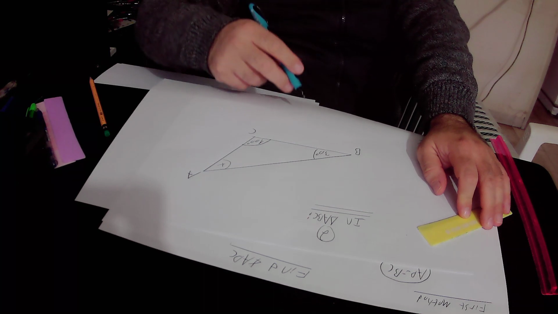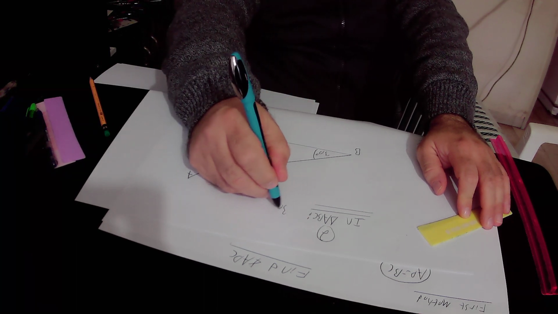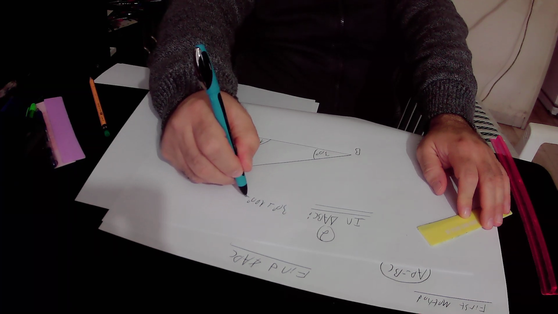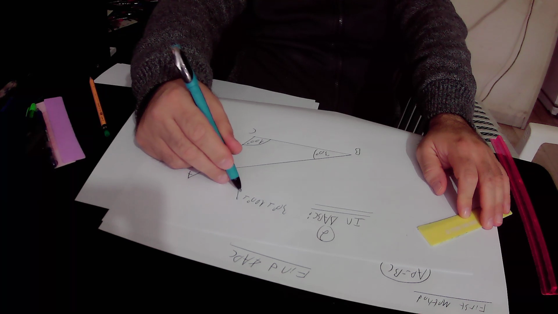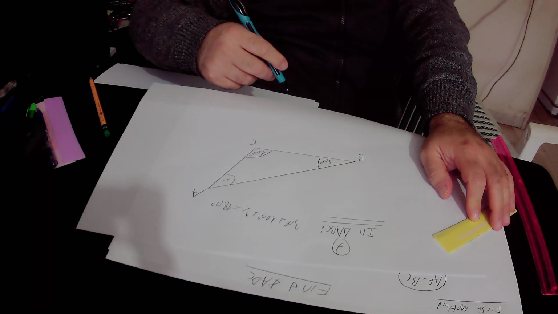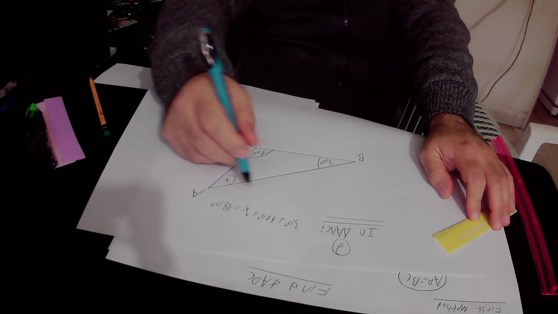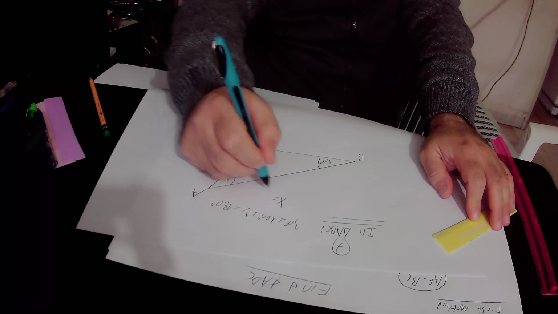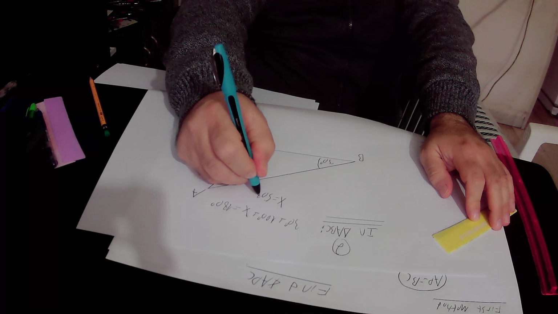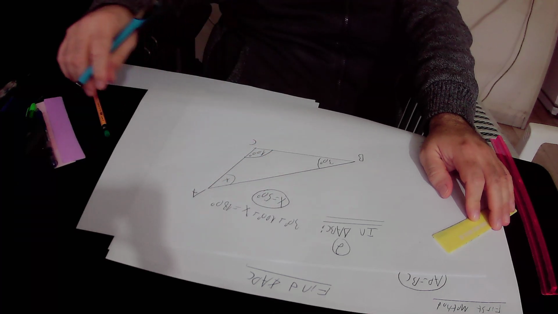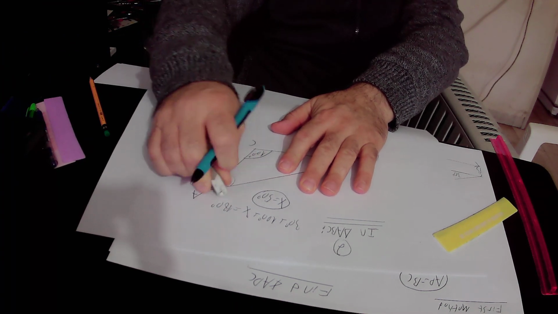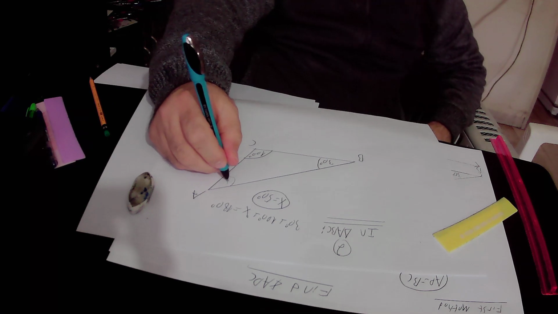So here 30 degrees plus 100 degrees plus the size of angle X must be equal to 180 degrees. Here we will subtract 130 degrees from this equation, and we will get that X equals 180 degrees minus 130 degrees, which is 50 degrees. So we found that angle X is equal to 50 degrees, so we can substitute angle X by 50 degrees.